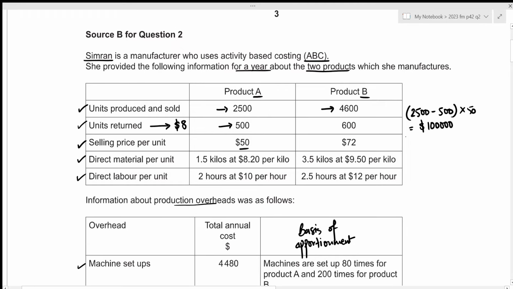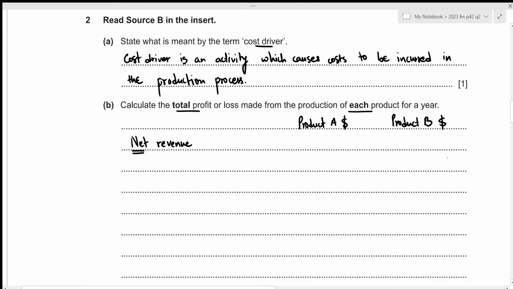So we sold a total of 4,600 units, out of which 600 units were returned, so we're just going to subtract it. Now it gives our total net sales unit, and then we'll multiply it by our selling price per unit, which is given to be 72. This gives the net revenue for product B to be 288,000. Let's write these down. So for product A, that will be 100,000. For product B, it's 288,000.